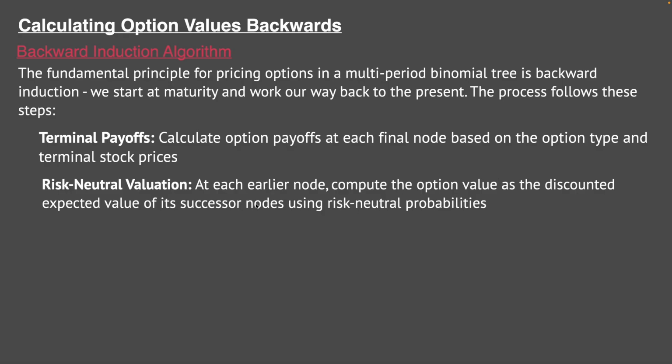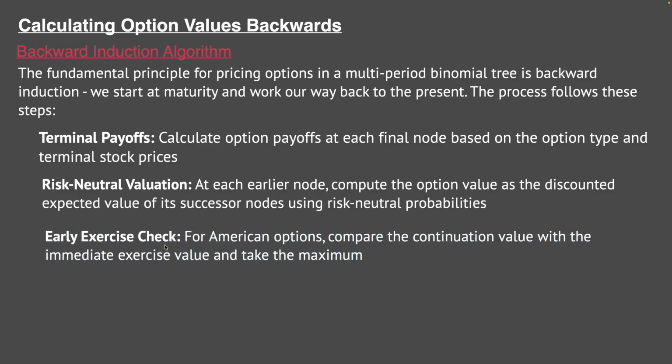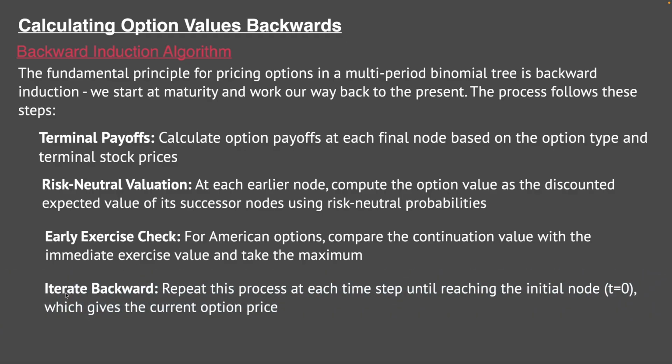That is known as you compute the option value as the discounted expected value. You are discounting it to that time frame, that is the previous time frame. And then we are going to do an early exercise check. We will see what the formula for the early exercise check is in the next slide. And then we have to iterate backward. So we have to keep repeating this process until we reach the main node, that is the starting node.